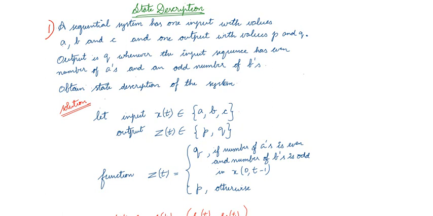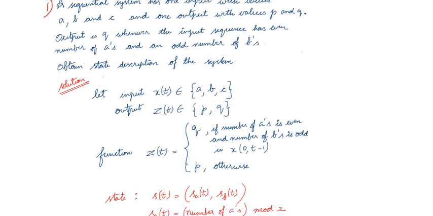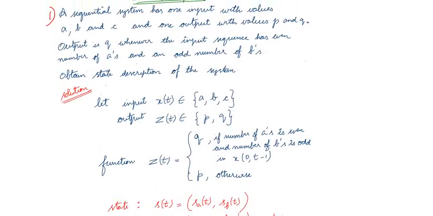They are asking to obtain the state description of the given system. So it's very clear. We go to the solution. The solution starts with: what are the inputs? Input is x. What are the values of x? x can be either a, b or c. What is the output? Output I am taking as z. z belongs to p or q.